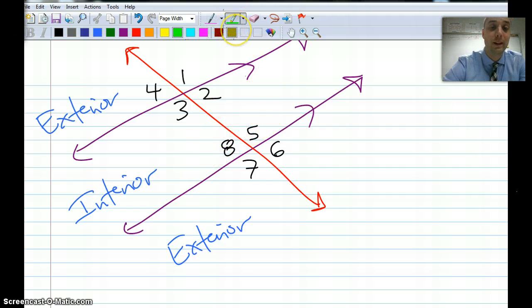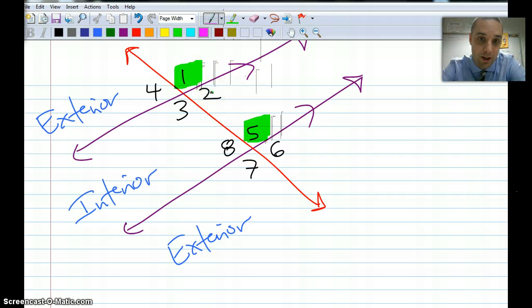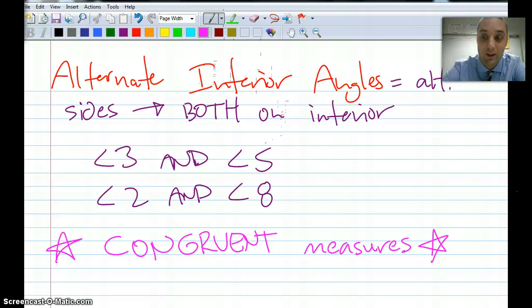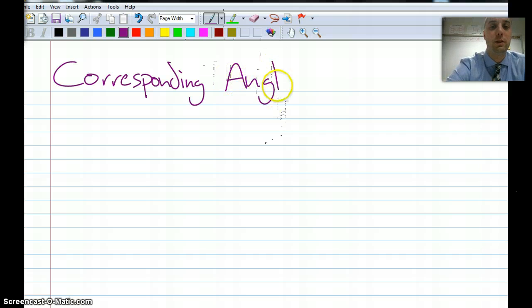Next word is going to be kind of a combination of one interior and one exterior. So I'm going to have you look at angle 1 and angle 5 and look at the relationship. Now we're not on alternating sides anymore, we're on the same side. One is on the exterior and one is on the interior, but they're not touching. So angle 1 and angle 5 have a special word, and the word is corresponding. So vocab word number 3 is corresponding angles. Corresponding is oftentimes the trickiest one for people.